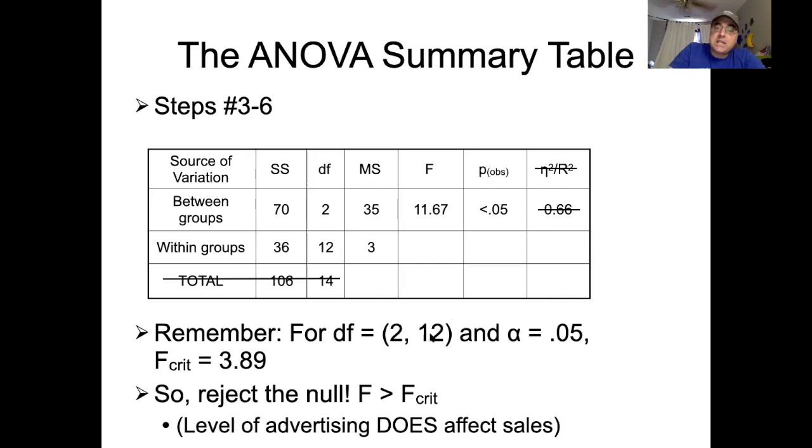Since the criteria for getting statistical significance here was 3.89, and we have far exceeded 3.89, then we know that the probability of getting that result was very small if the null was true. So since our F statistic outpaced the critical value, we know that P is less than 0.05. We're going to reject the null.